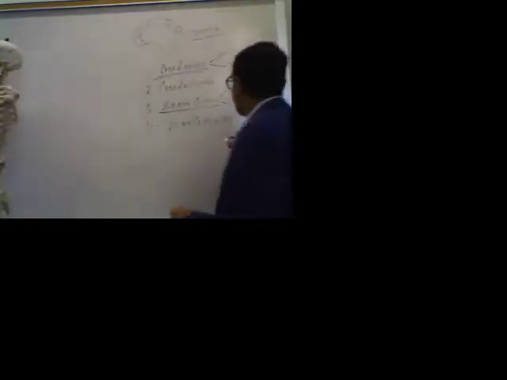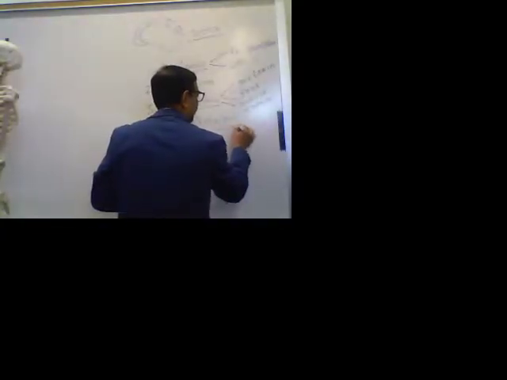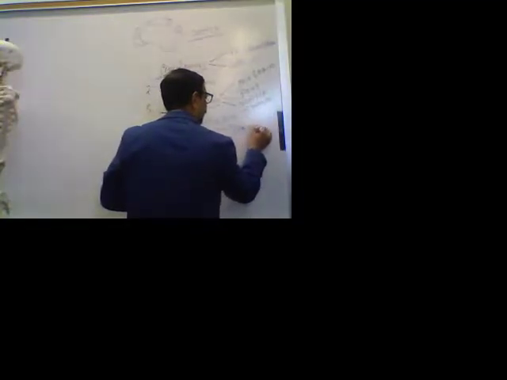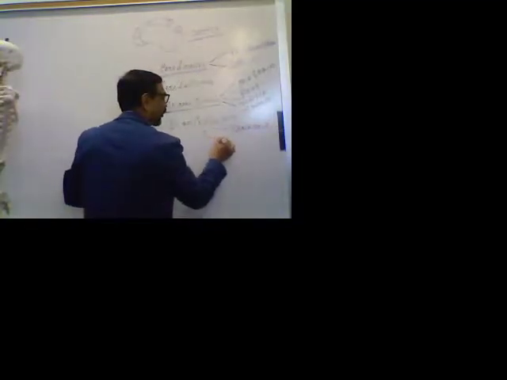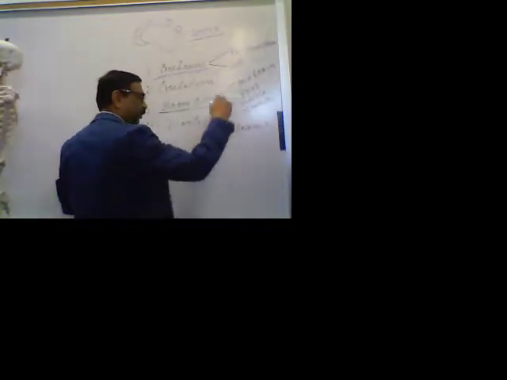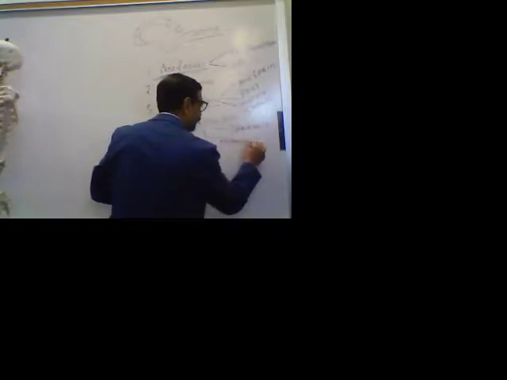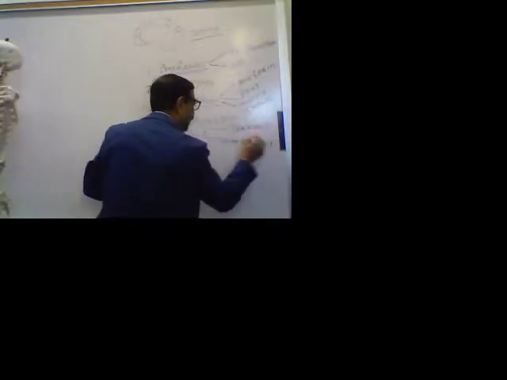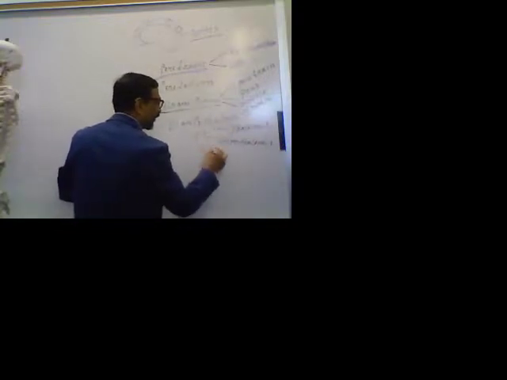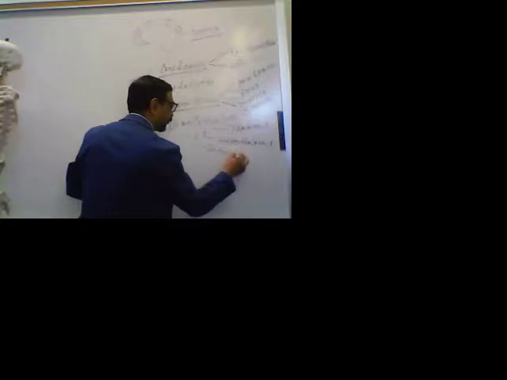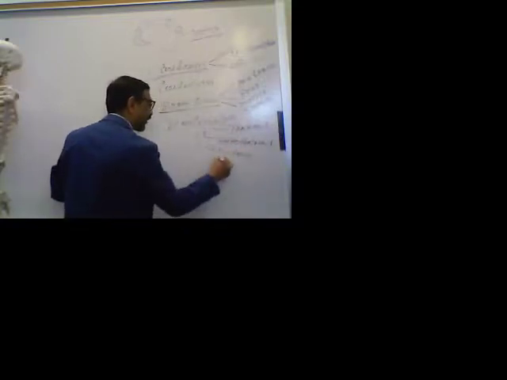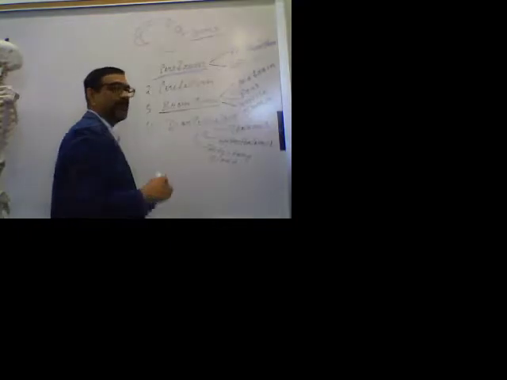Diencephalon. Diencephalon consists of thalamus, hypothalamus. Hypo means below. So below the thalamus you have the hypothalamus. And pituitary gland. So these belong to the diencephalon: thalamus, hypothalamus, and pituitary.